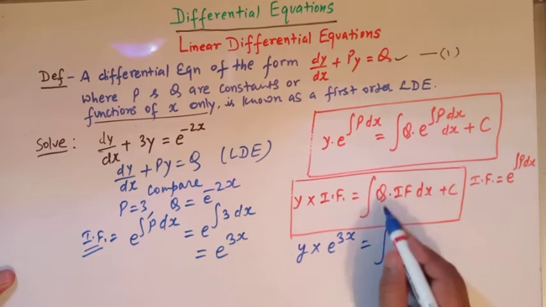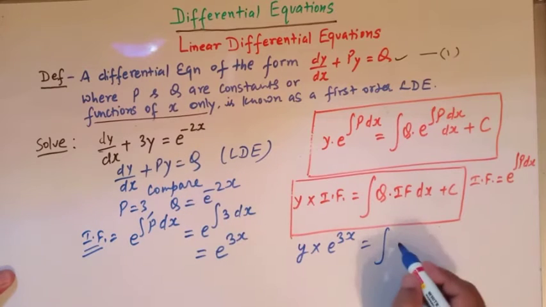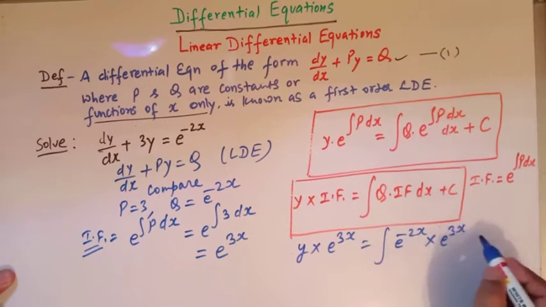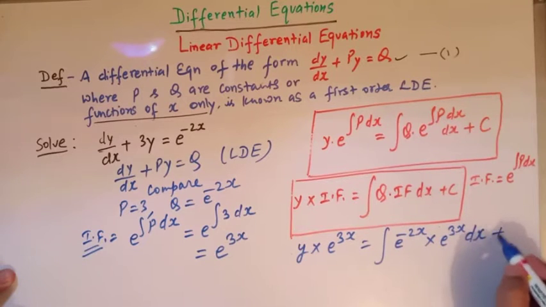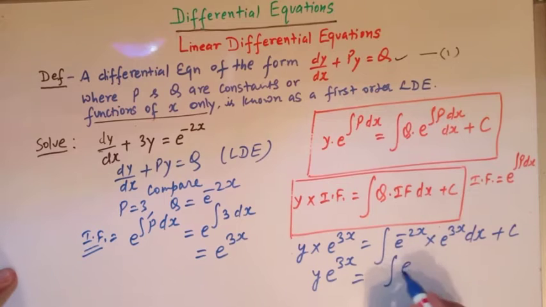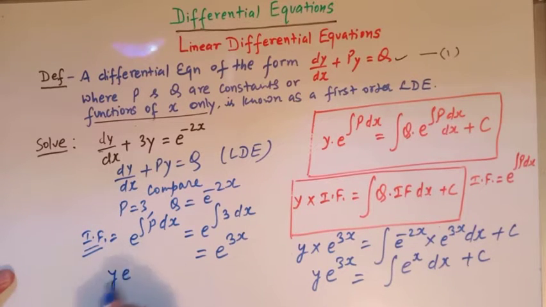Here we have the integral of Q, which is e raised to minus 2x multiplied by e raised to 3x dx, plus c. Clear? Now we can write it as y times e raised to 3x equal to the integral of e raised to 3x minus 2x, which is x, dx plus c, and we can write it like this: y e raised to 3x is equal to e raised to x plus c.